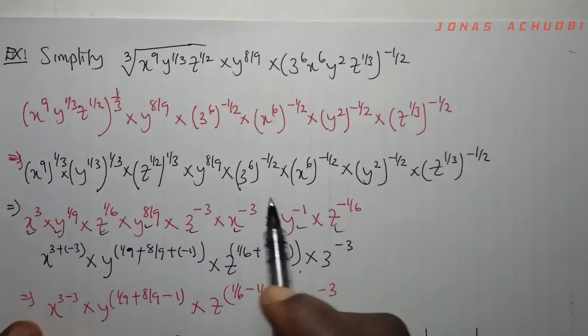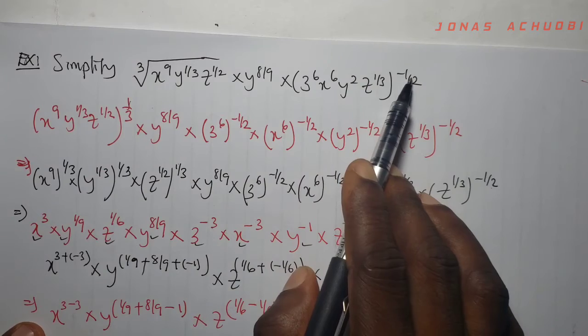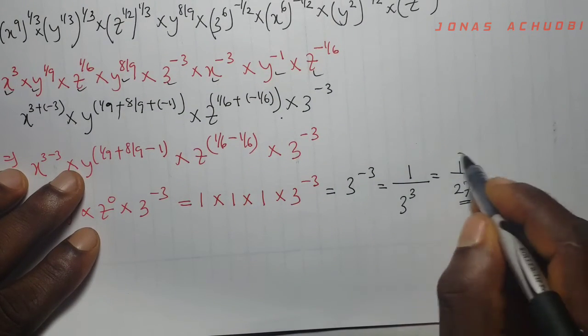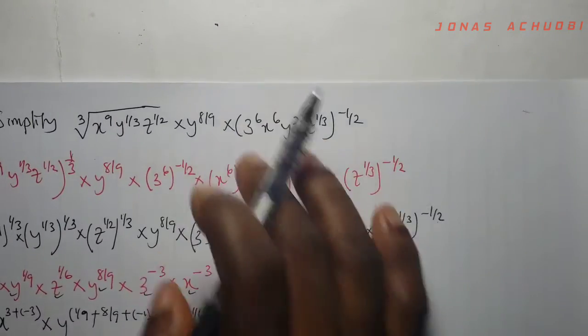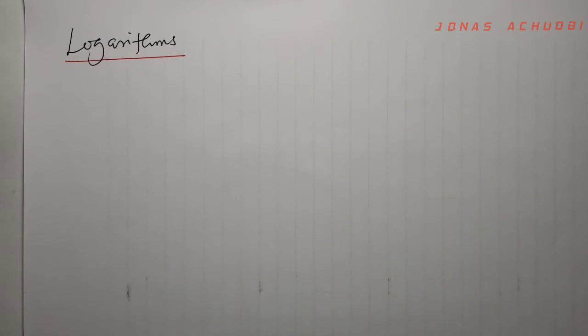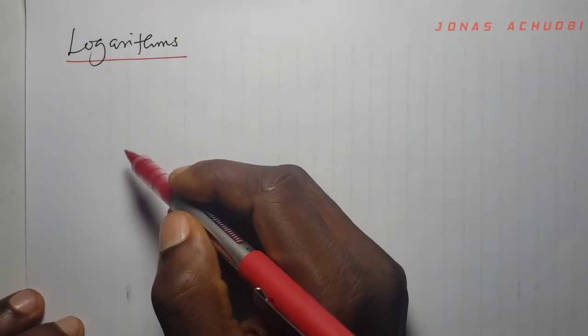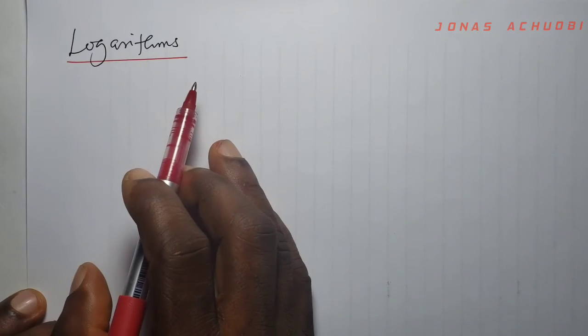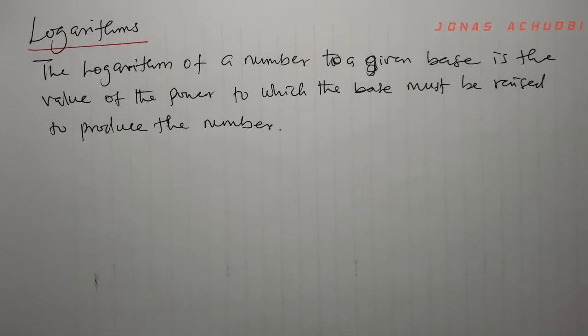So you can imagine that the whole of this bunch that we were given has been simplified to what? 1 divided by what? 27. And this is a simplified form of this. We now look into the theory of logarithms. And we shall see here that logarithms and indices are closely related. As a matter of fact, they are almost the same thing.